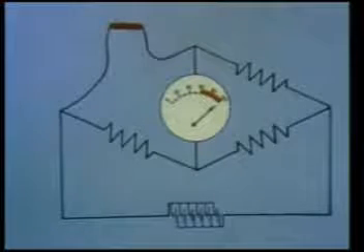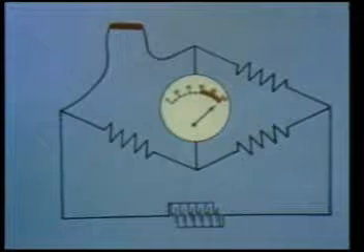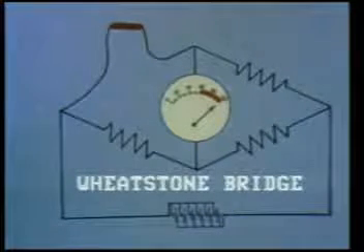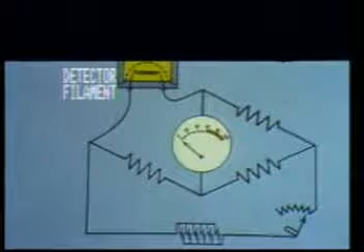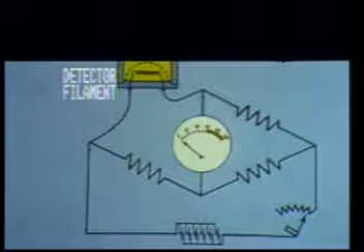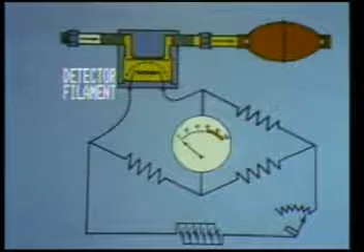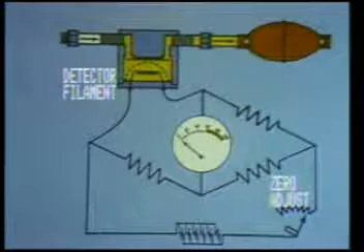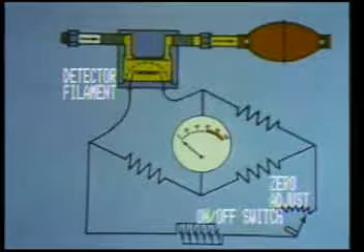Still with me? Good. To this point, we've created an electrical circuit, the Wheatstone bridge. Now let's put it to practical use. First, enclose the detector filament in a sampling cell. Then add a pump to draw the sample into the cell. Finally, add a means of adjusting the measuring circuit to 0 and an on-off switch.